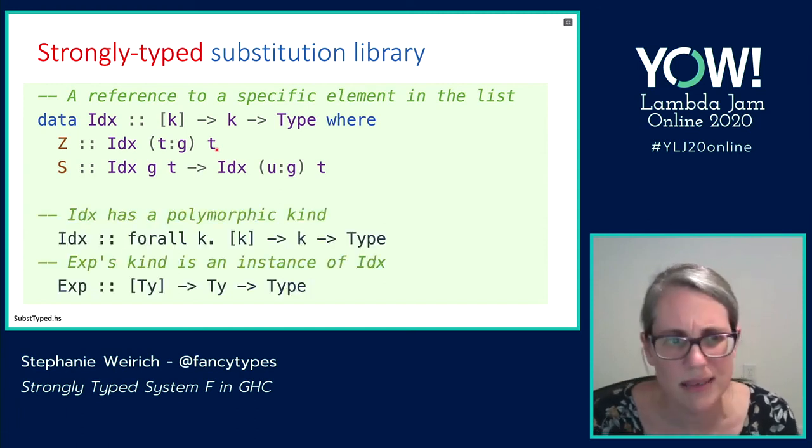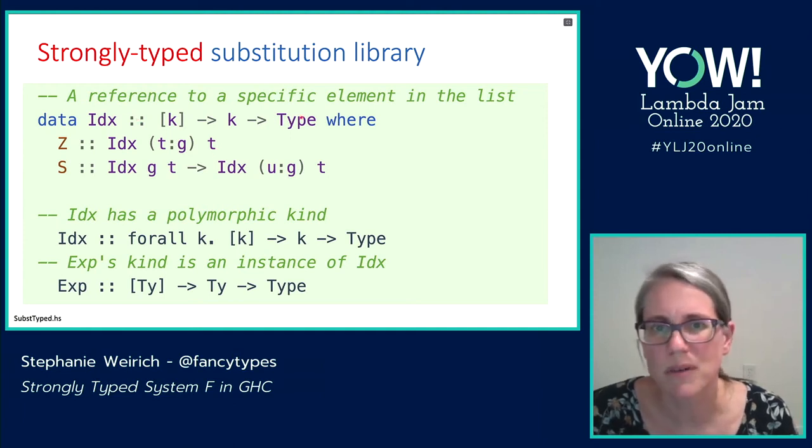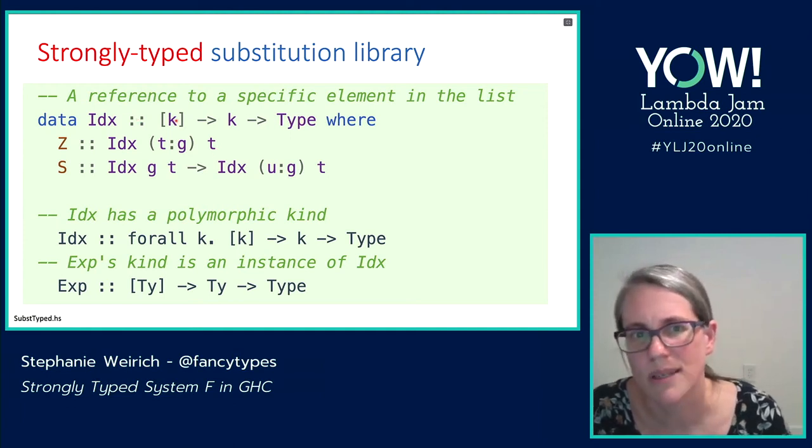Now, another thing that I want you to notice about this definition is I want you to look closely at the kind of index. So I wrote it like this. I put explicitly in Haskell what its kind is. It takes a list of Ks and a K.